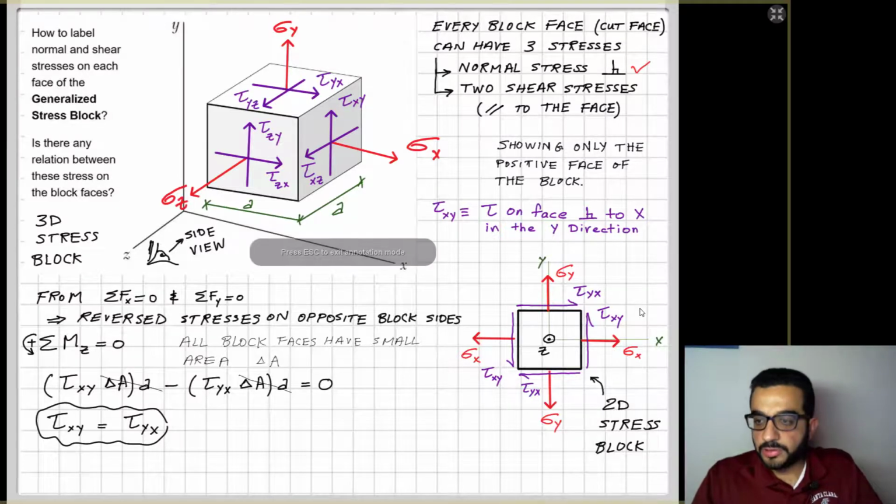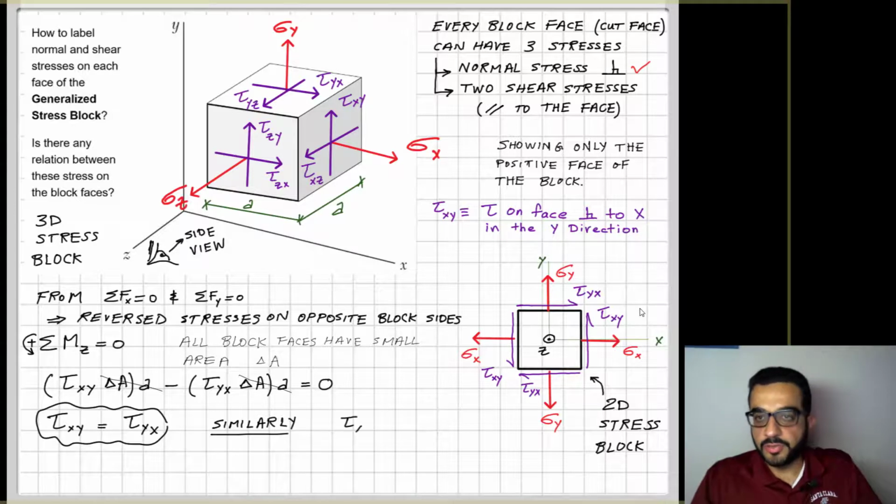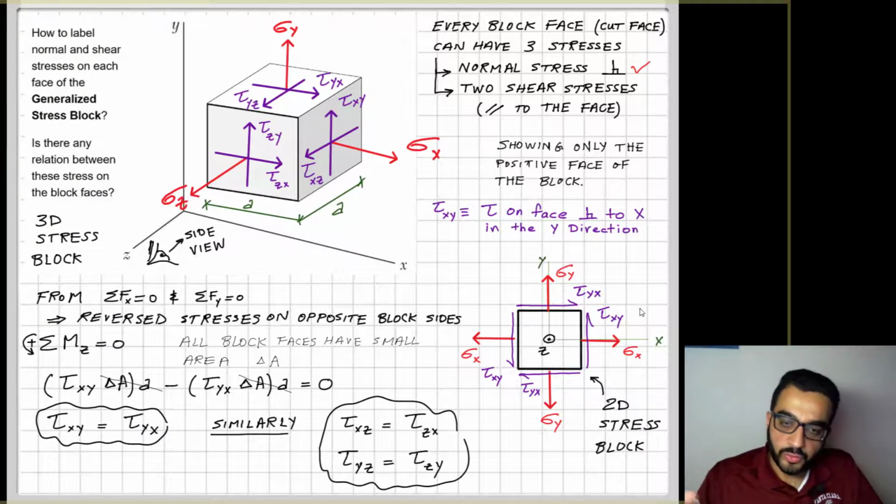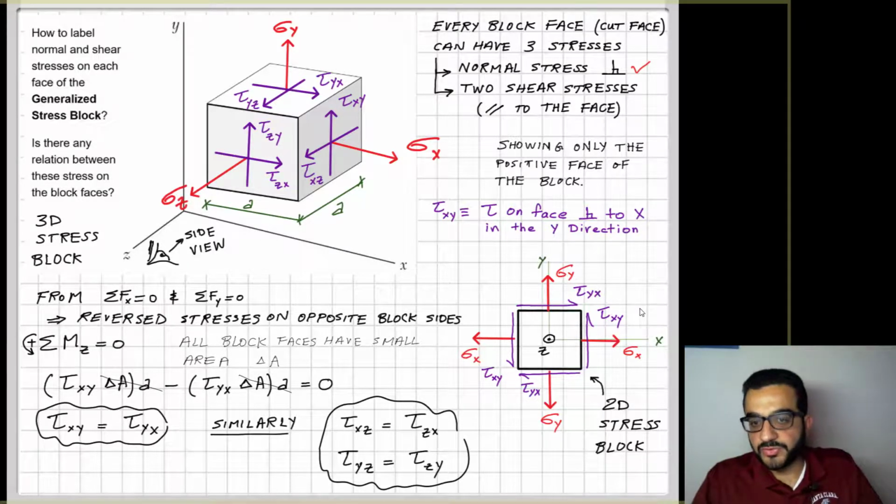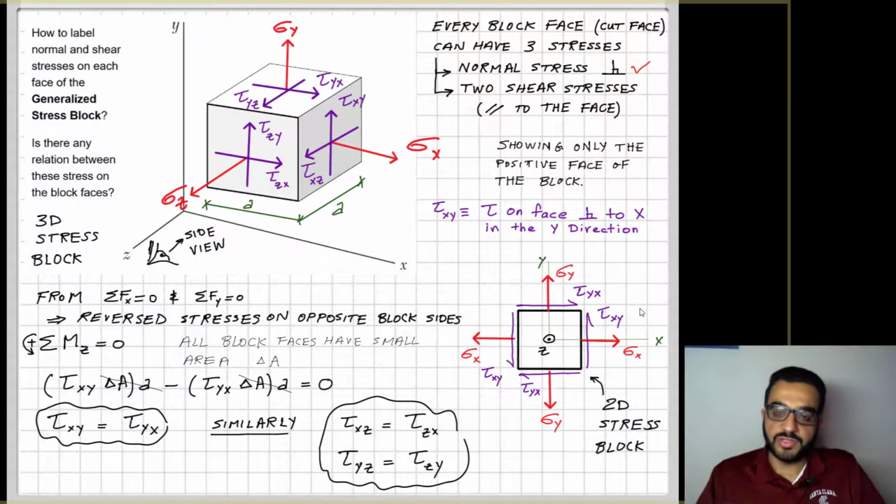I can do similar equilibrium when I analyze the 2D view, when I look at the YZ frame or plane of this block, and the XZ plane when I look from the top. And you will find similar conclusions that tau XZ is equal to tau ZX, tau YZ is equal to tau ZY. So this is how we represent and label the stresses acting on the 3D block of any point in space. And we can also relate between the shear stresses acting on these faces of the block.